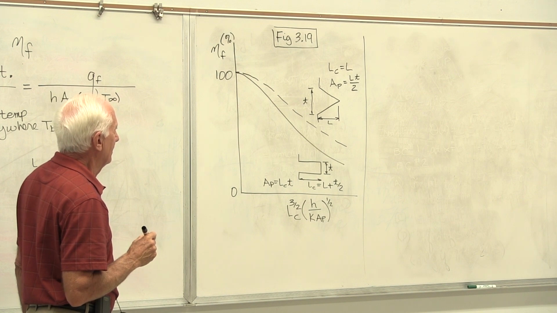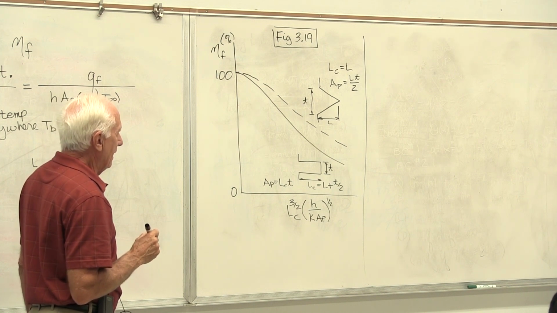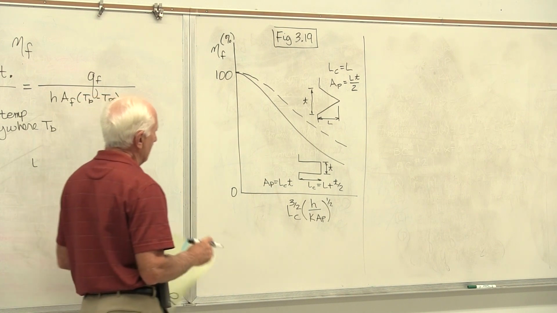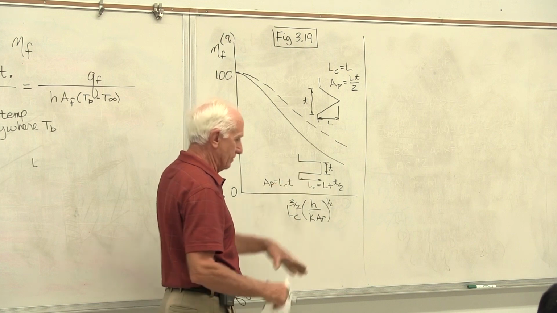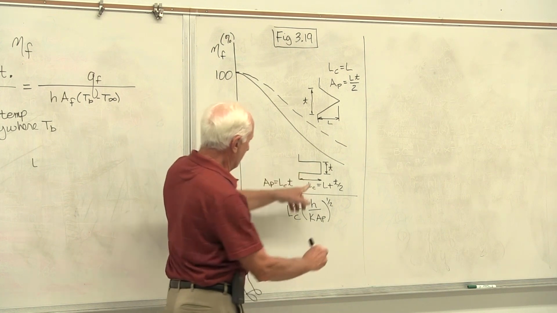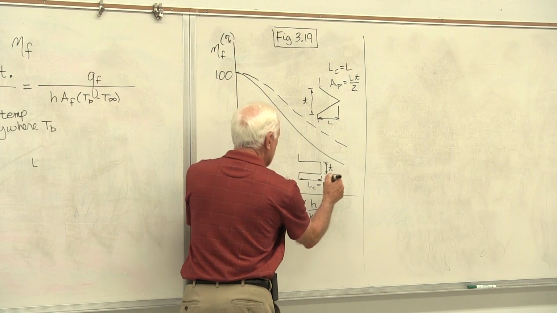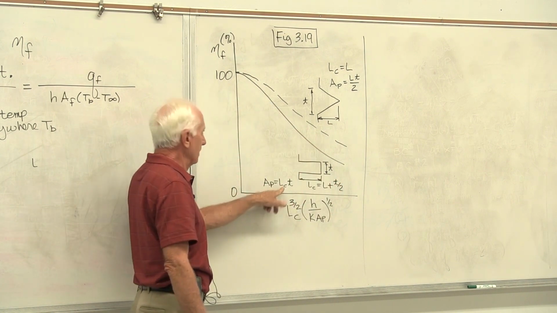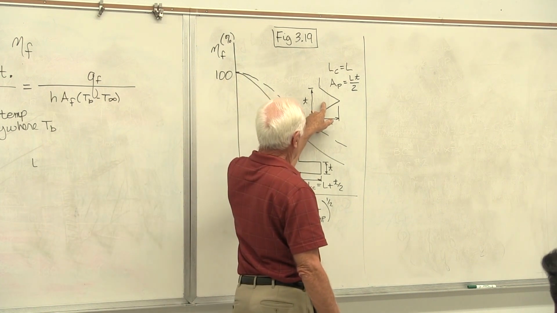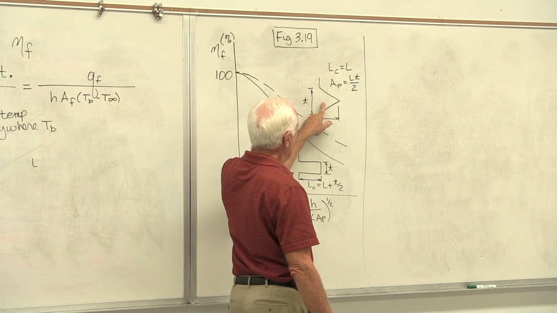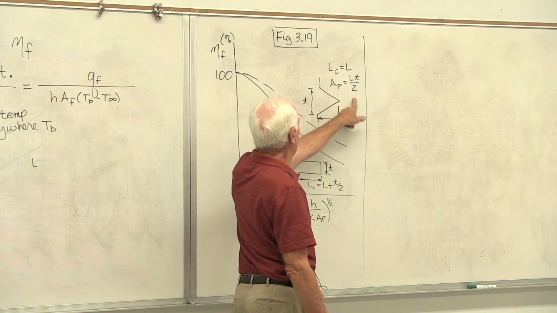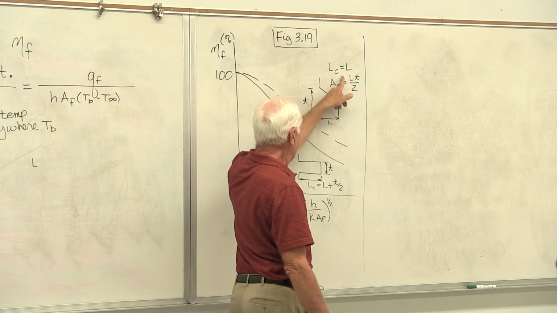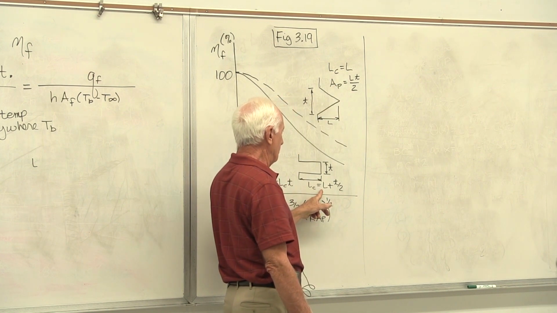Okay, now let's talk about what each of those things mean. A sub p stands for profile area. The profile area is the area you see looking at this picture. This area here, the profile area, is the base, L sub c, times the height, t. This is a triangle. In a profile view, the area is 1/2 the base, L, times the height, t. L sub c is L, down here. L sub c is L plus t over 2.